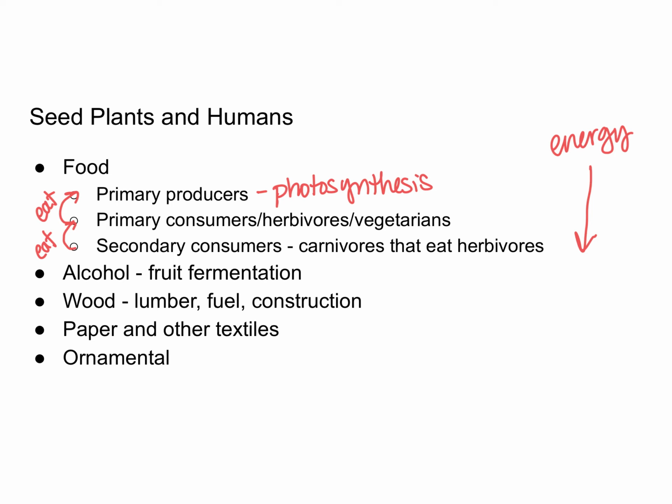We also produce alcohol through the fermentation of fruit. So think about things like grapes, for example. Seed plants also produce a lot of lumber. This lumber or this wood can be used as lumber for construction. It can be burned as a fuel, etc., etc. We also make paper and other textiles, such as clothing, from products that come from seed plants. So an example would be cotton.